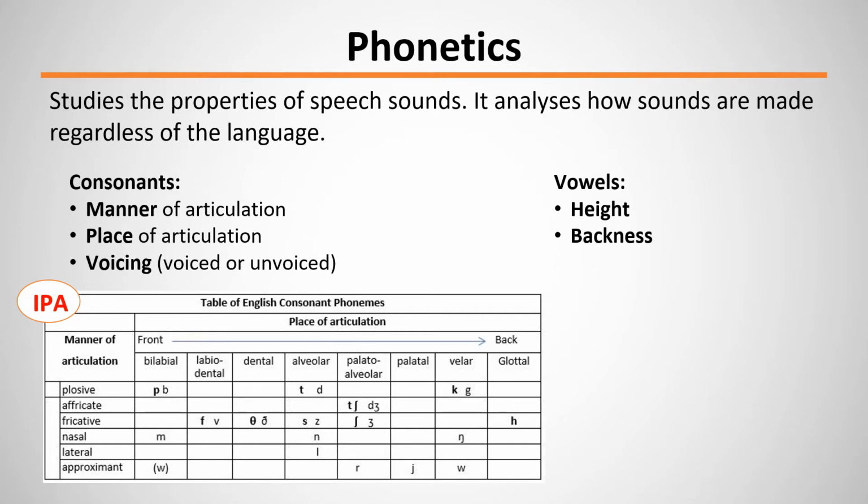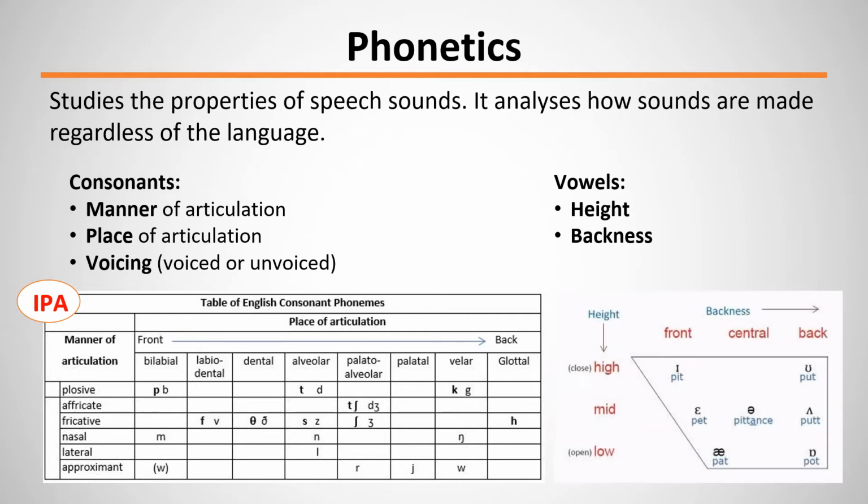On the other hand, we have vowels that are classified by their height or backness. As for height, there are vowels that are produced high in the vocal tract, others that are produced in the middle, and there are others that are produced in the low, which is also called open. As for backness, we have front, central, and back.